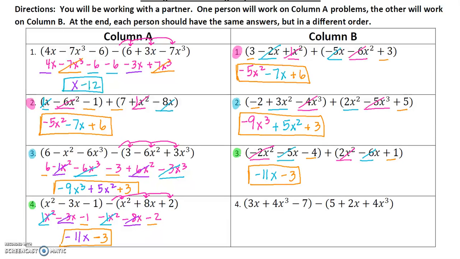All right, so let's do the last one and make sure it matches number 1 on column A. I have a negative, so I will distribute the negative sign. So we have 3x plus 4x cubed minus 7, and then a minus 5 minus 2x, and a minus 4x cubed.